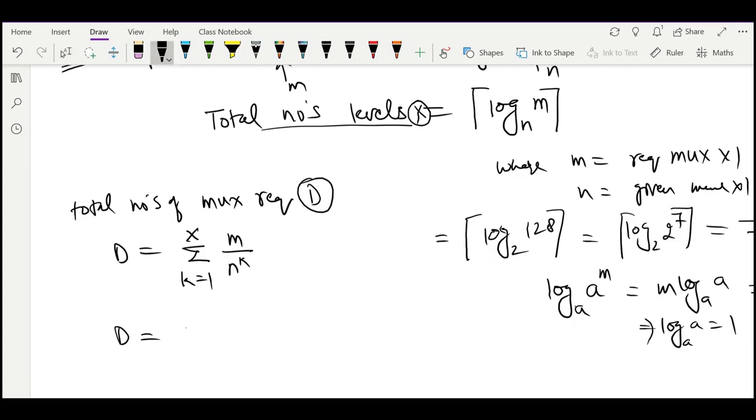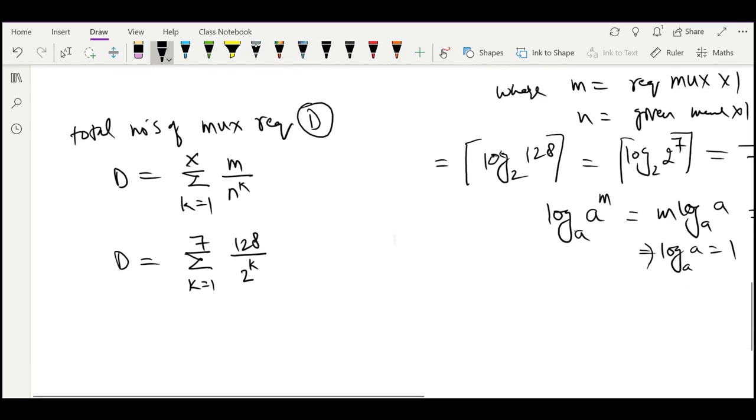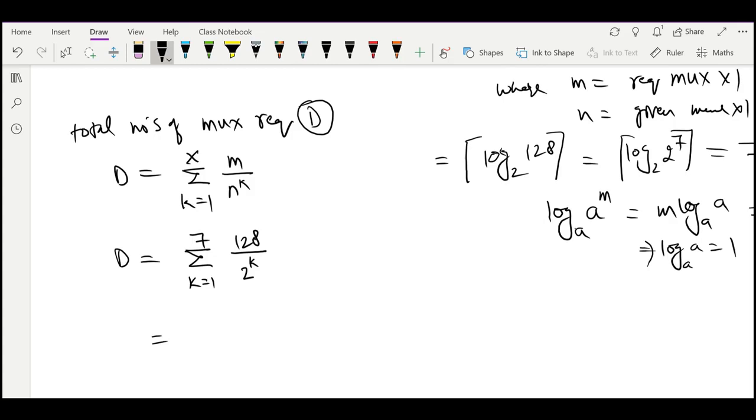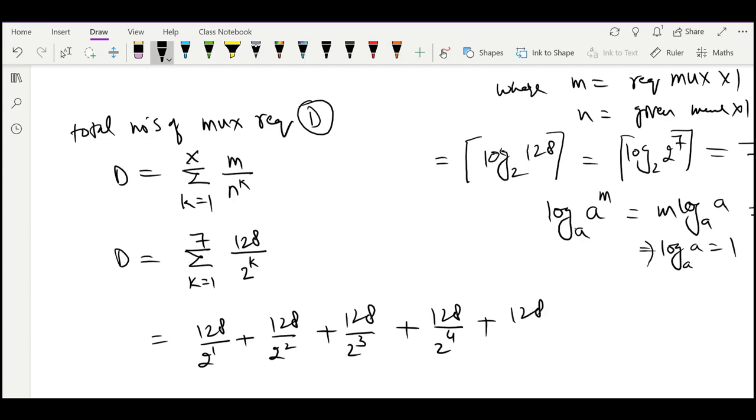So d is equal to summation of k equal to 1 to 7. What is m? 128 divided by 2 to the power k. So how to do it? Now expand the formula. So 128 divided by 2 to the power 1 plus 128 by 2 to the power 2 plus 128 by 2 to the power 3, 128 by 2 to the power 4 plus 128 by 2 to the power 5 plus 128 divided by 2 to the power 6 plus 128 by 2 to the power 7. So we have to go till 7.